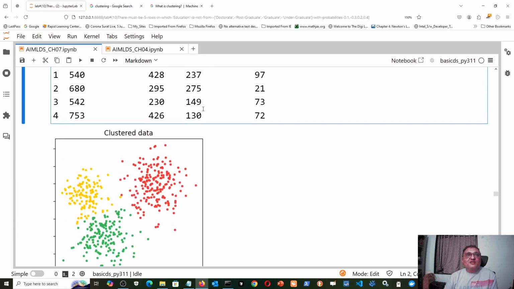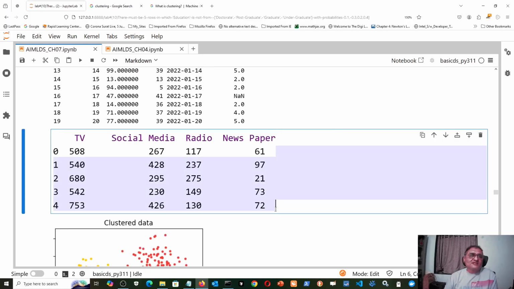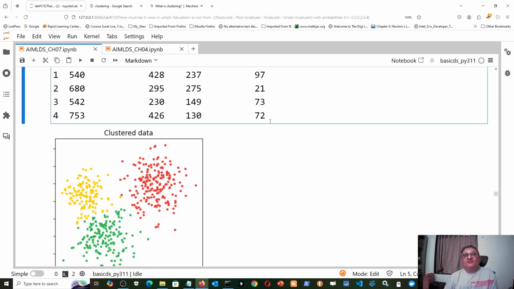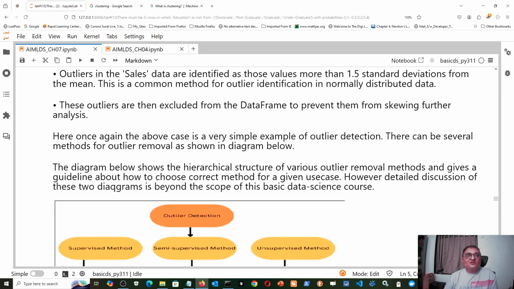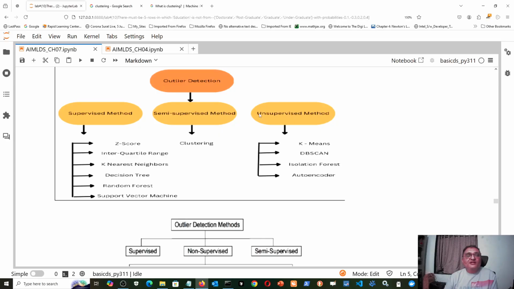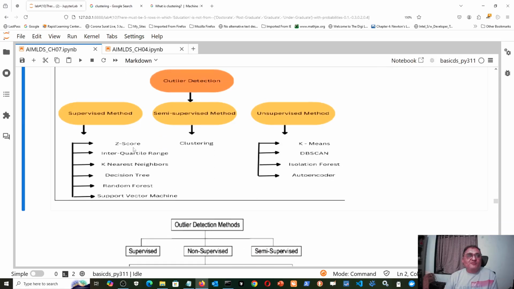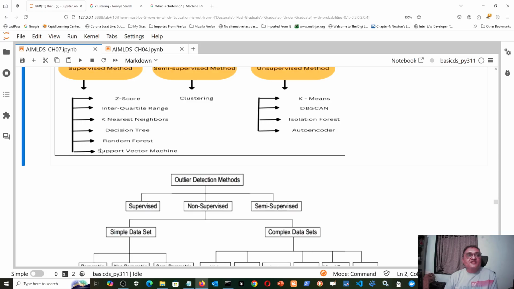But semi-supervised means what? It is possible that there may be 1,000 rows among which the response variable is given for maybe 700 rows, but it is not given for maybe 300 rows. So it is not fully supervised and not fully unsupervised either, but semi-supervised. Now outliers can be detected by all three types of methods. So these are some supervised methods: Z-score, interquartile range, K nearest neighbor, the KNN algorithm, then decision tree, random forest, support vector machine.